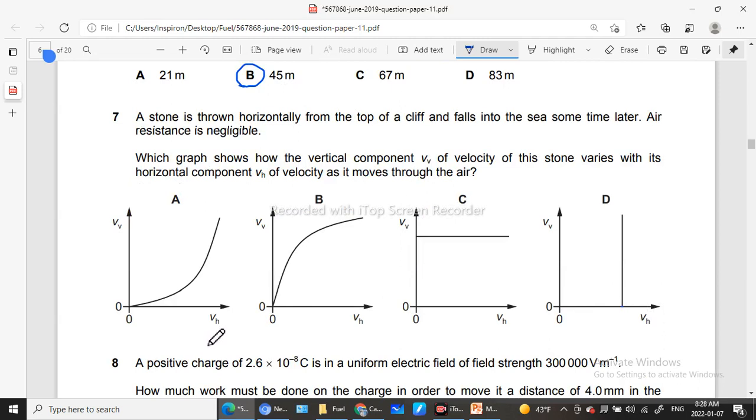Seven. A stone is thrown horizontally from the top of a cliff and falls into the sea sometime later. Air resistance is negligible. Which graph shows how the vertical component VV of velocity of this stone varies with its horizontal component VH of velocity as it moves through the air?